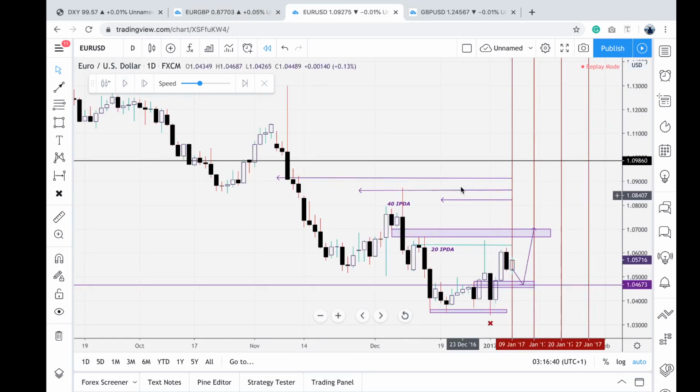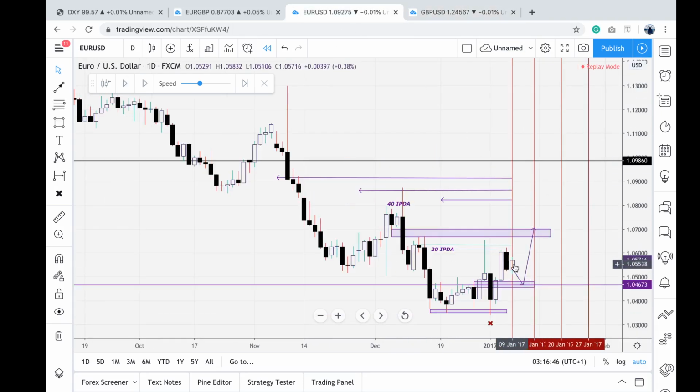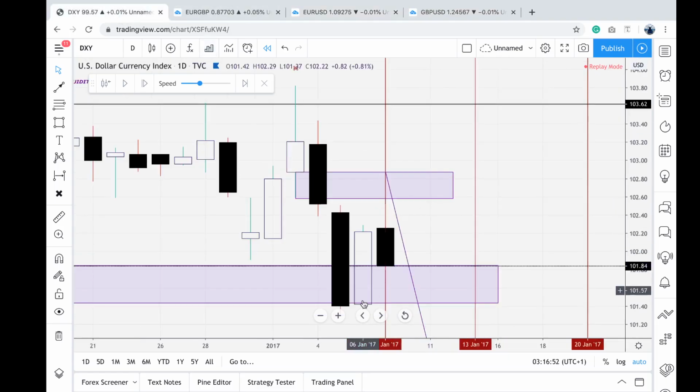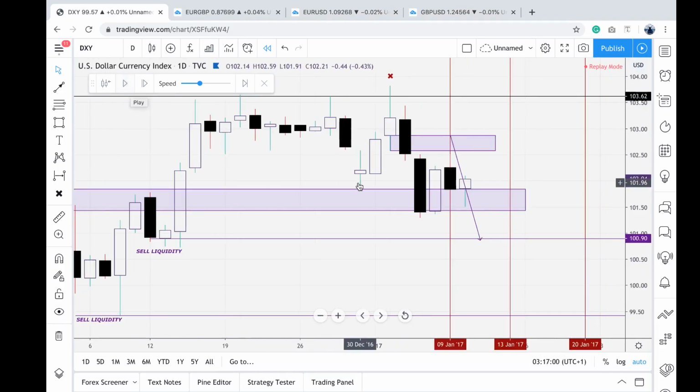Okay, no real movement on Euro Dollar. British pound, on the 9th, bearishness. On the 9th, no real change, bullishness. So our bias remains: we want to see bullishness on DXY for Tuesday's price action before we consider sells.